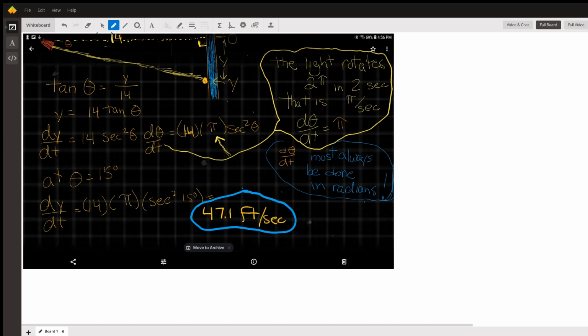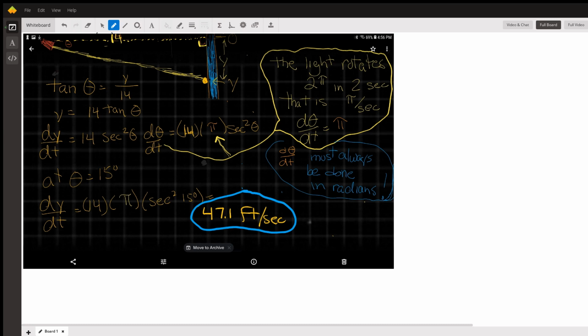Now, a couple of notes on d theta/dt. First, the blue bubble below the yellow bubble on the right: we must always do d theta/dt in radians. I can't go into that right now as to why that is, but believe me, you would get a really messed up answer if you tried to do theta in degrees.